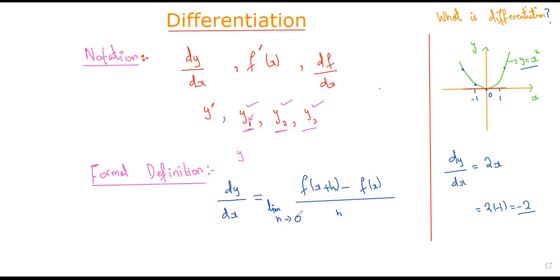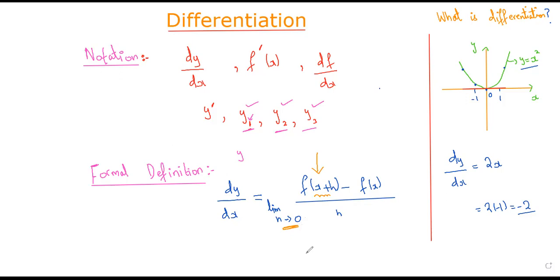Okay. Now this is the formal definition of differentiation. What is happening here? This is the value of the function at x plus h. h is a simple number, and it is approximately 0. It is not 0. This is why we're using limits. I've told you earlier as well.